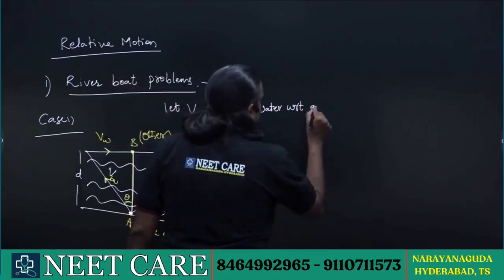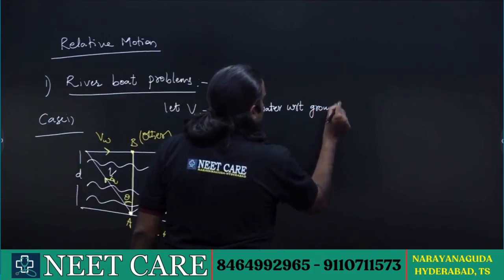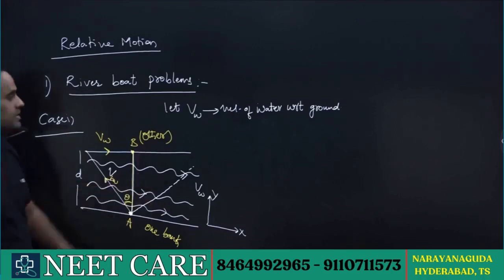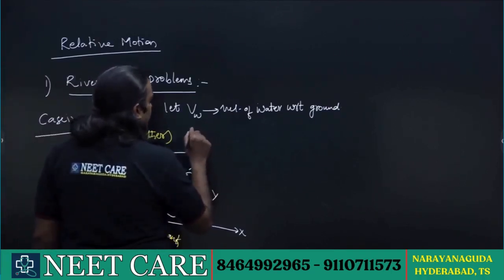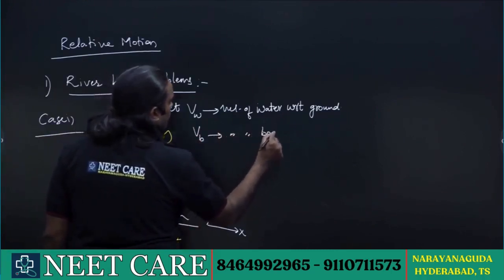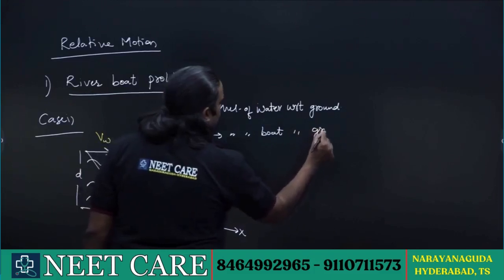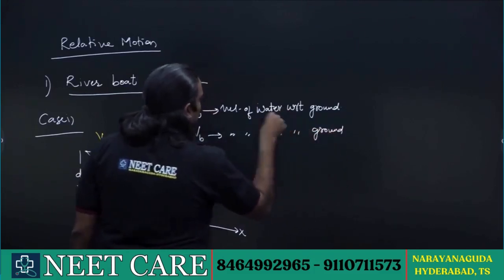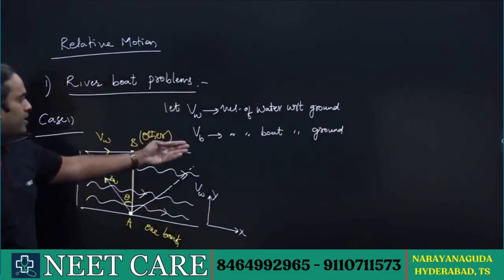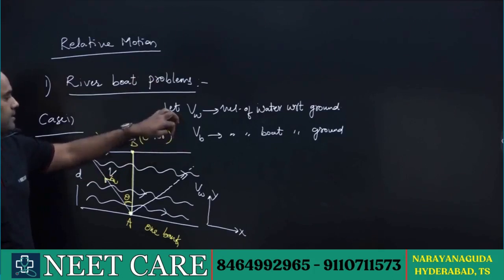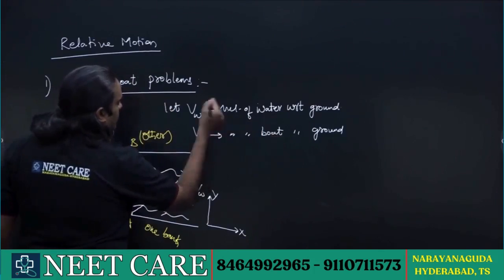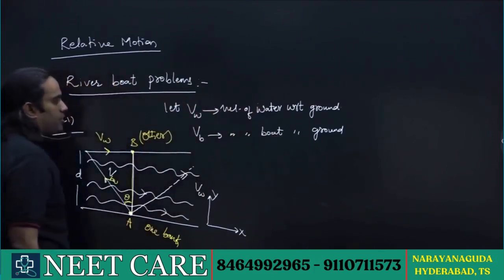Velocity of water with respect to ground. This is absolute velocity. VW is the velocity of water with respect to ground, and VB is, let us consider, velocity of boat with respect to ground. So these are absolute velocities. Usually when we do problems related to river and boat, the basic velocities we can assume are the net velocity of the boat with respect to ground, and the velocity of water with respect to ground.